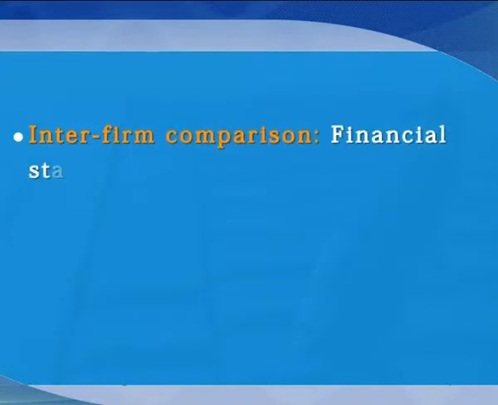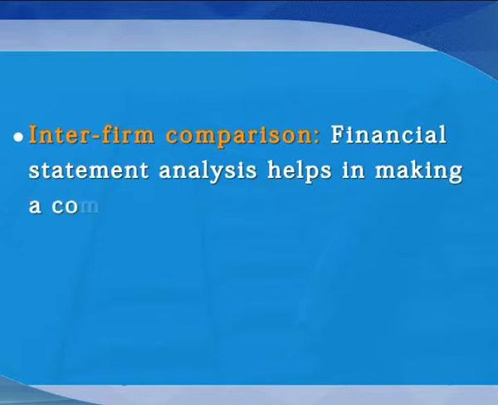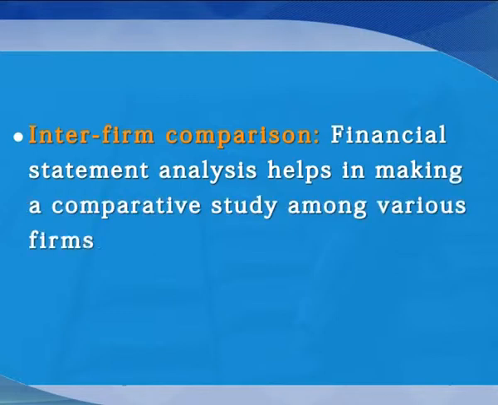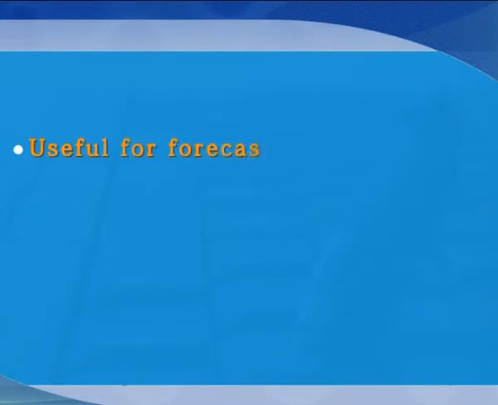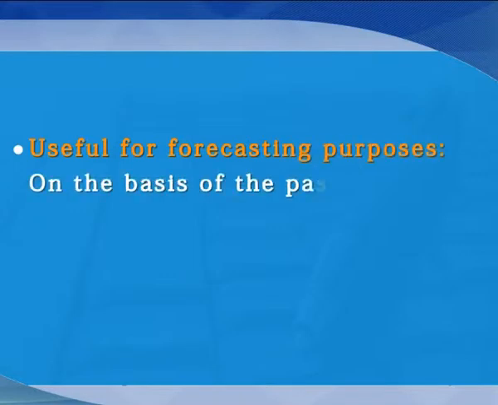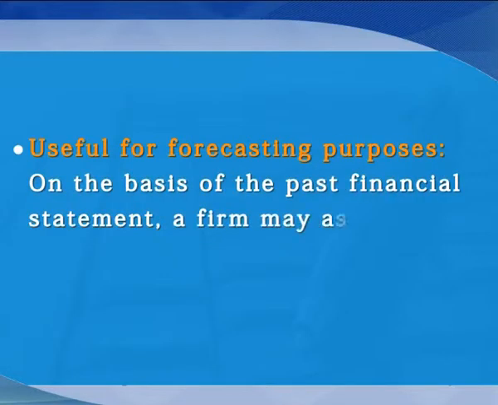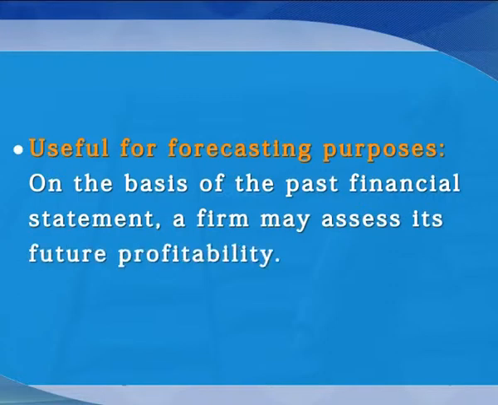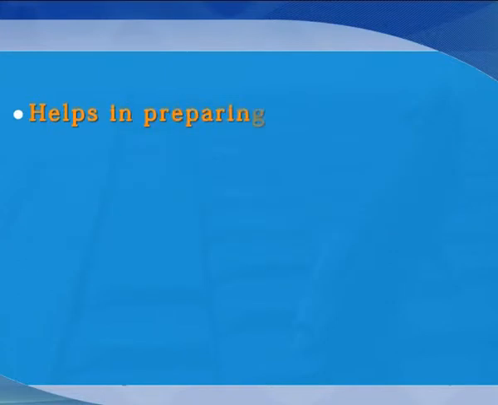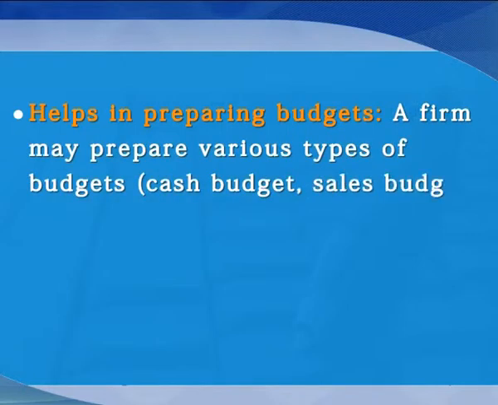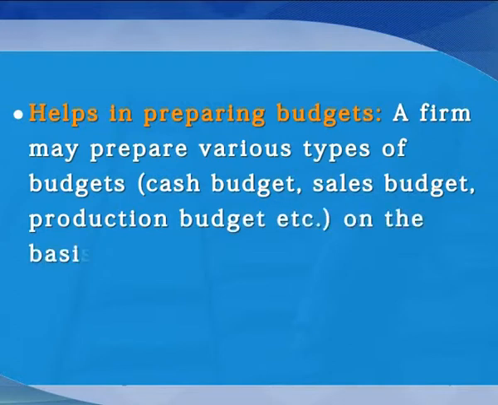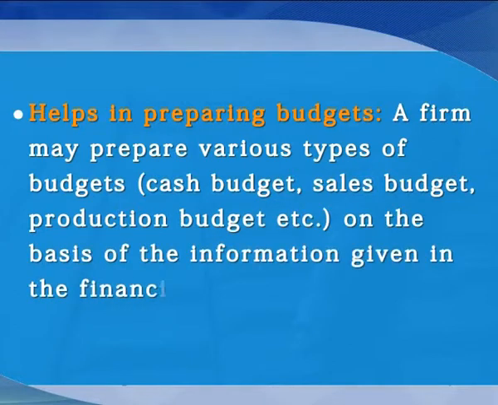Inter-firm comparison. Financial statement analysis helps in making a comparative study among various firms. This is possible with the help of various financial ratios. Useful for forecasting purposes. On the basis of the past financial statement, a firm may assess its future profitability. Helps in preparing budgets. A firm may prepare various types of budgets, cash budget, sales budget, production budget, etc., on the basis of the information given in the financial statement.